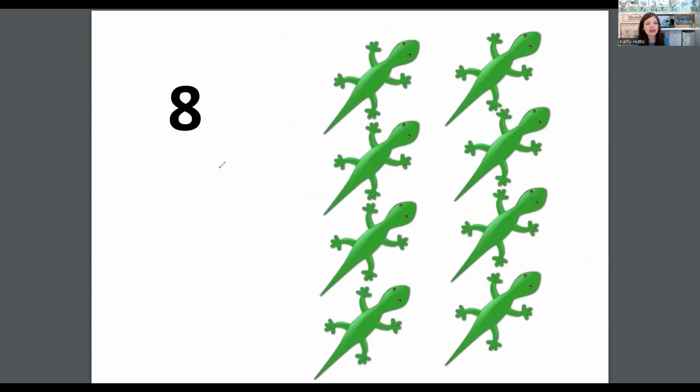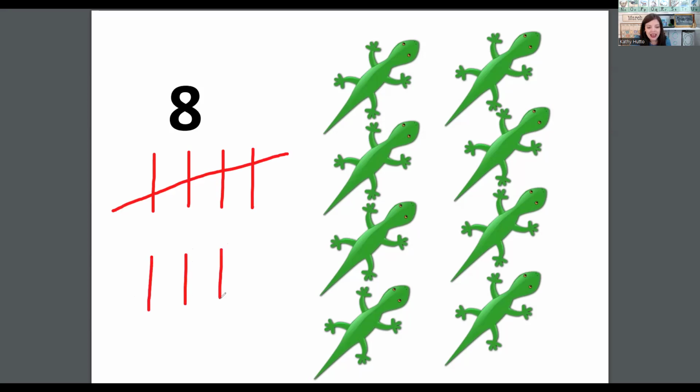How many lizards can you see? 8. Remember how to do our tally marks? 1 line for each lizard. 1, 2, 3, 4. Lay the line for number 5. 6, 7, 8.